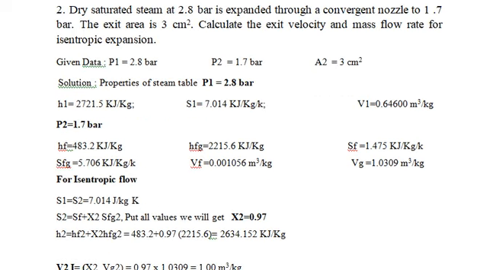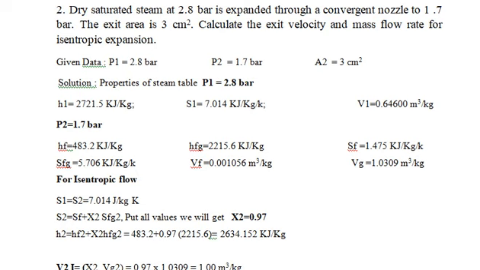Then go to another numerical based on the nozzle. Dry saturated steam at 2.8 bar is expanded through a convergent nozzle to 1.7 bar. The exit area is 3 cm square. Calculate the exit velocity and mass flow rate for the isentropic expansion.